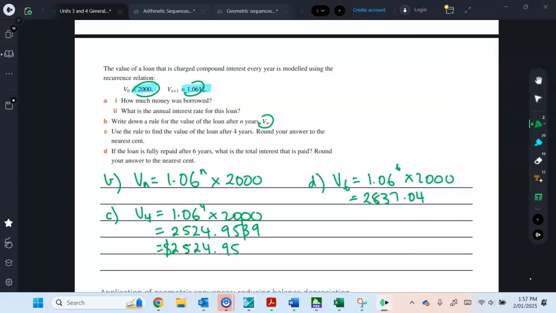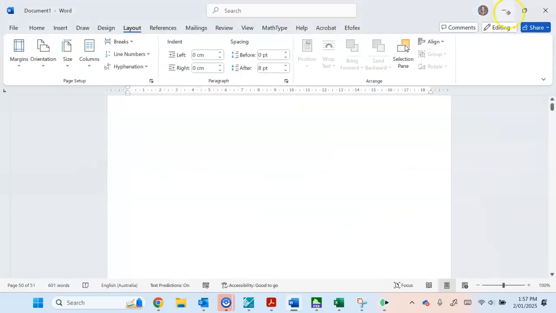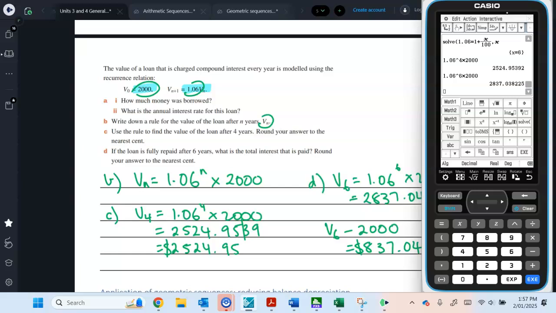I would just do it all on the calculator. All right, so I'm taking V6 and subtracting the $2,000. And I can see that's going to be $837.04. All right, so that's how much interest we paid on the loan to the nearest cent. Oops, I just see blue and I go to the wrong thing. So on an exam, you could just write that. I'll drag it down, subtract 2,000, and there's your answer. Just make sure you do your rounding correctly.